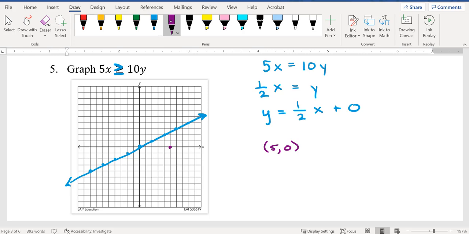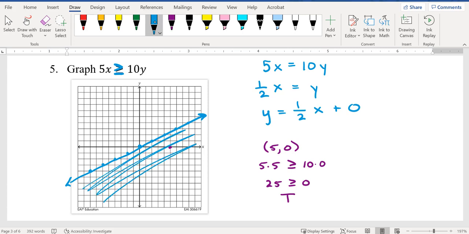I'm going to let x be 5 and y be 0. So 5 times 5, is that bigger than or equal to 10 times 0? So is 25 bigger than or equal to 0? Yes, that's a true statement. So I want to shade the half plane that contains that test point.